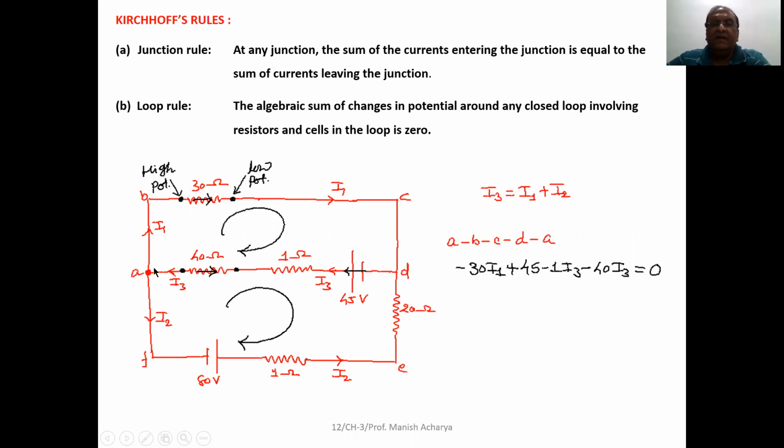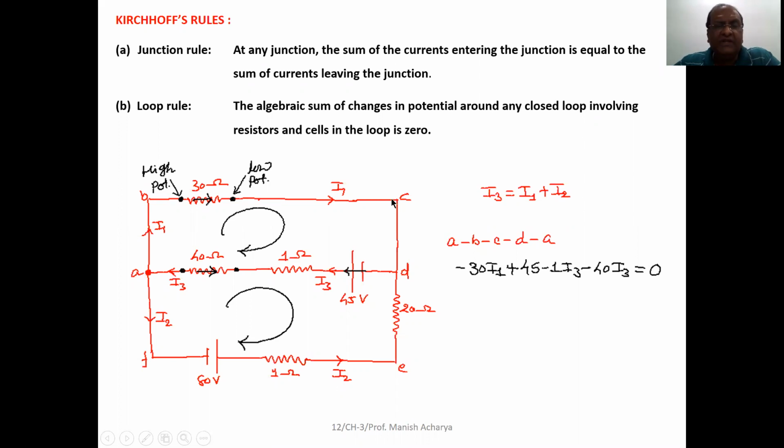Okay? Now, start from A. Now we are moving from A to B, then after B to C, then after C to D, then after D to A. So the loop will be completed. So A to B, there is no component, so no potential difference.